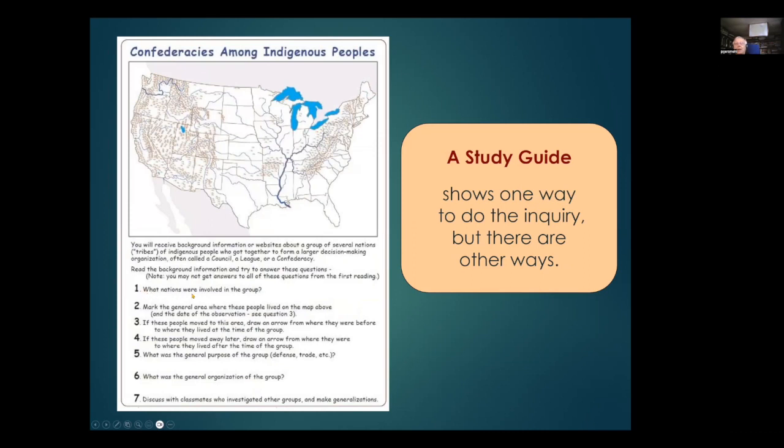It says, what nations were involved in this particular confederacy. Mark the general area where they were on the map above. If they had moved into this area recently, put an arrow where they moved from. So you see how an activity like this is kind of putting together information that they might have gotten 6 weeks earlier or 4 weeks earlier, along with some fairly well chosen websites that you can use.